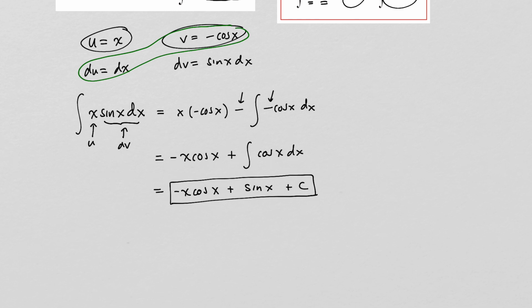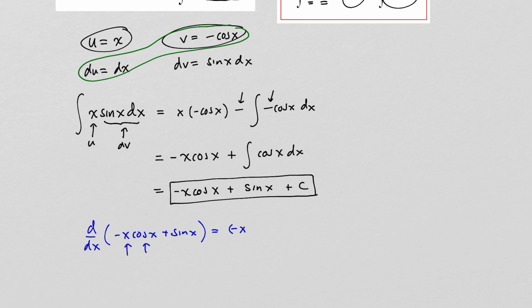And keep in mind, you can always check your answer by simply taking the derivative of your answer and showing that it's equal to the function that you started with. And I'll do this here just this one time. If I take the derivative of negative x cosine of x plus sine of x, here we are going to apply the product rule of derivatives.